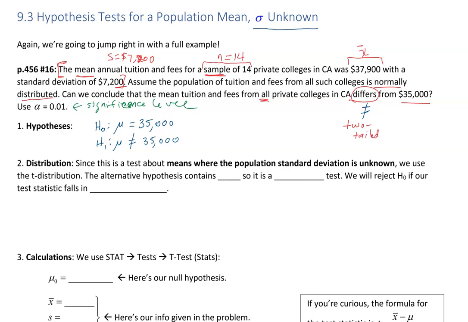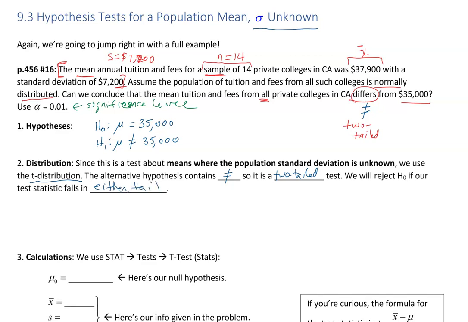Step number 2, the distribution. Since this is a test about means where the population standard deviation is unknown, we use the t-distribution, just like in chapter 8. The alternative hypothesis contains a not equal sign, so it is a two-tailed test. We will reject H0, the null, if our test statistic falls in either tail.